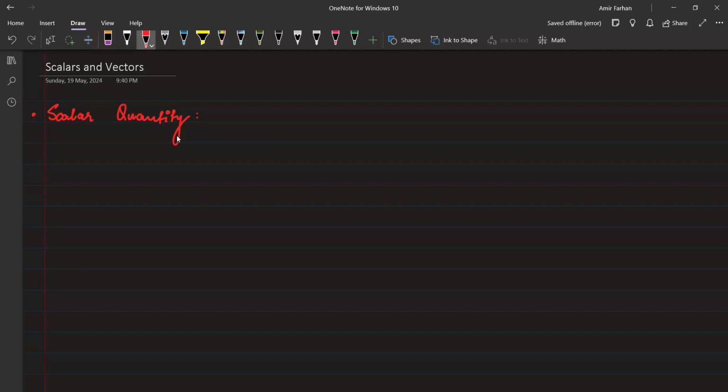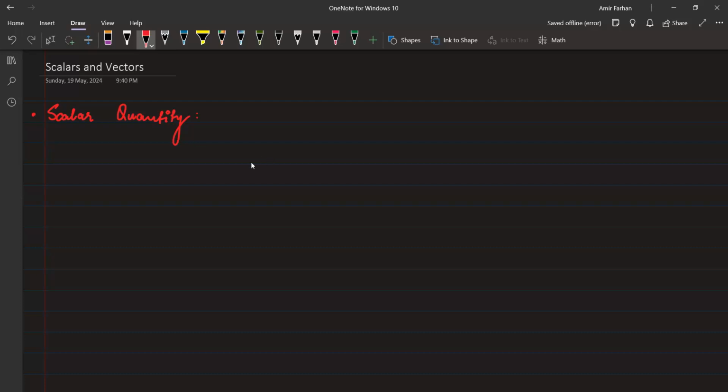That's why I've taken this at the start. It doesn't matter if you change the order of the topics. The main thing is that you should get the concept in a sequential manner. So scalar quantities are those quantities in which only magnitude is there, no direction is involved. That is a unidirectional quantity.